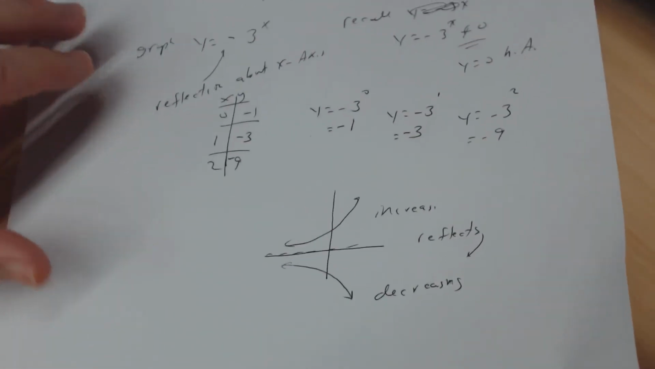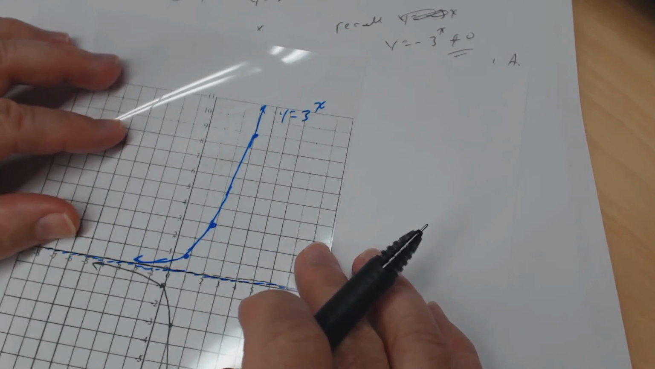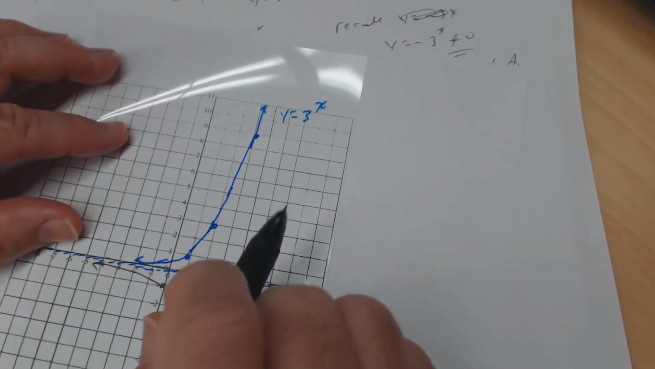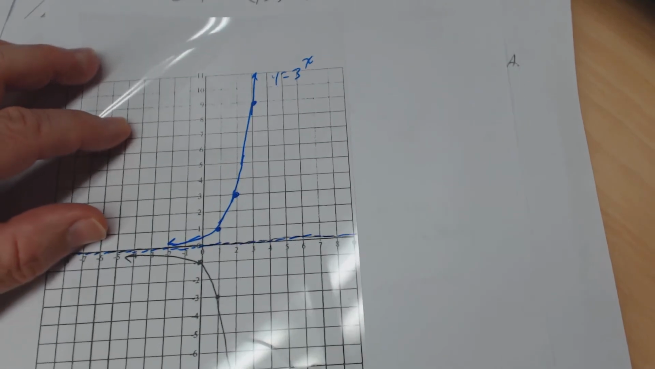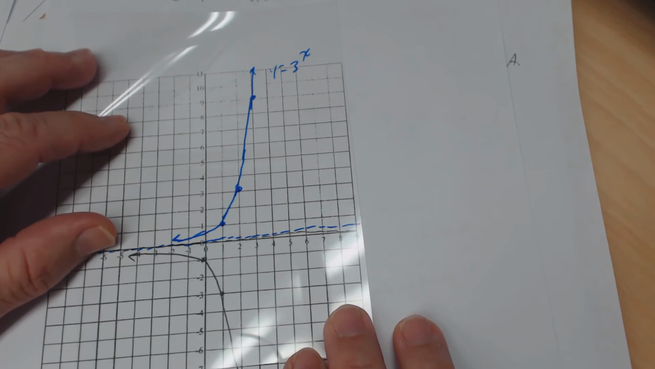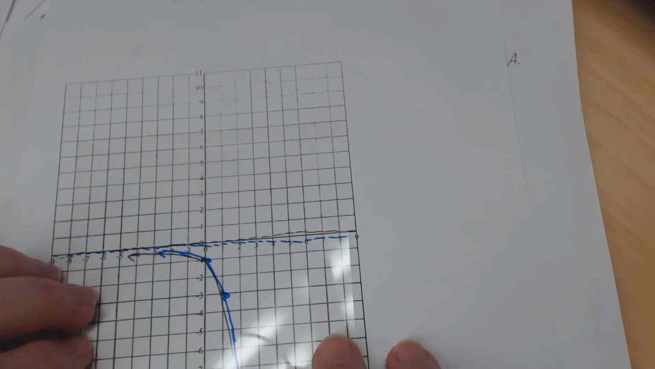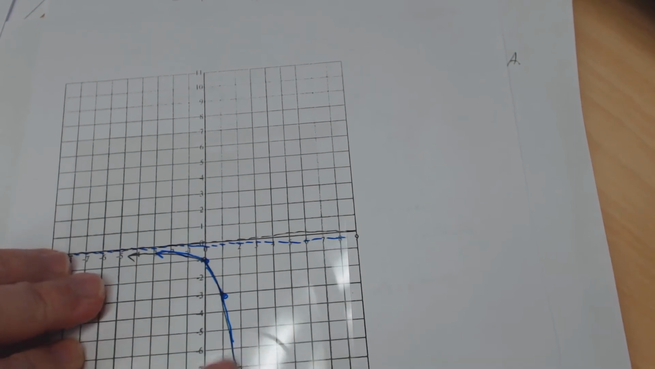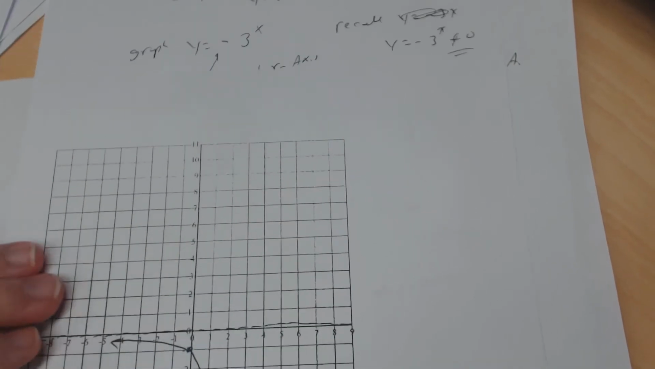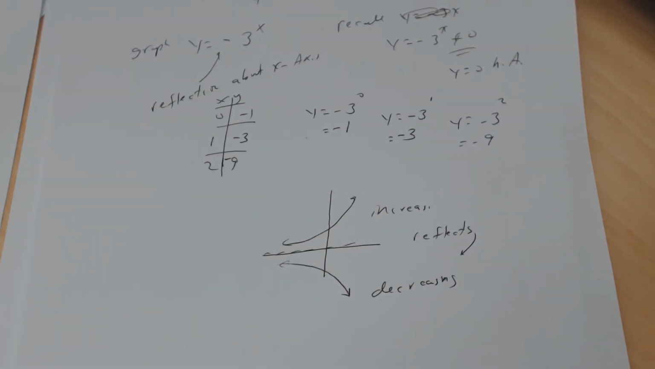All right, so let's think about what we did here. Going back over here, remember here's y equals 3 to the x. When I reflected about the x-axis, I get this. So a negative out front indicates a reflection. All right, let's do one more with this.